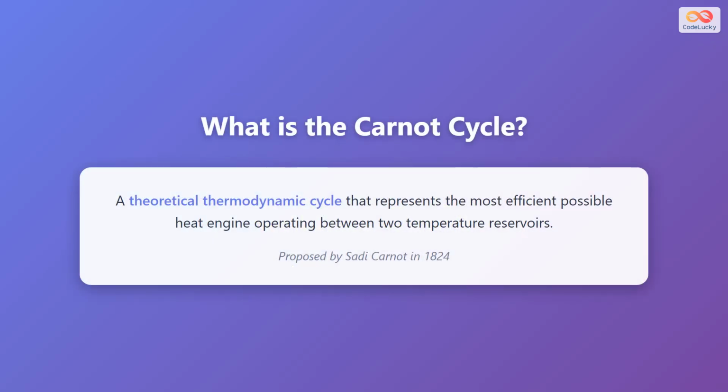The Carnot cycle is a theoretical thermodynamic cycle that represents the most efficient possible heat engine operating between two temperature reservoirs. It was proposed by French physicist Sadi Carnot in 1824. This cycle is purely theoretical, meaning it cannot be built in reality, but it serves as an important reference point for understanding engine efficiency and the fundamental limits of energy conversion.